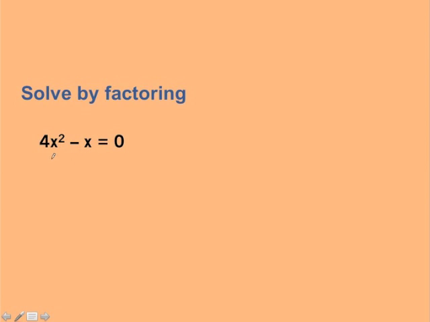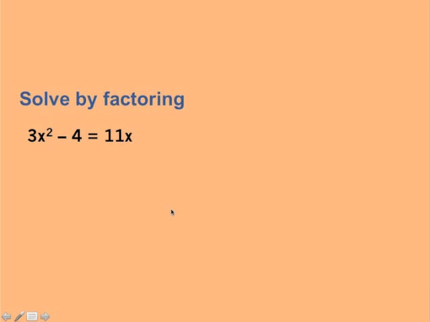Ooh, very first thing for factoring is the greatest common factor, and I see that x is a common factor here. So x times 4x minus 1 equals 0. So my two factors are x and 4x minus 1. So either x equals 0 or 4x minus 1 equals 0. 4x will equal 1 and x is 1/4. Another to solve by factoring.